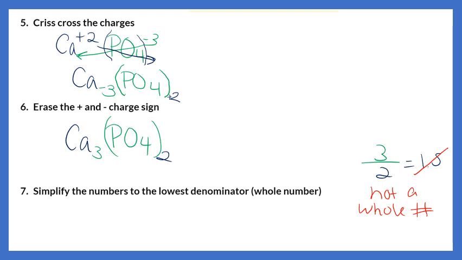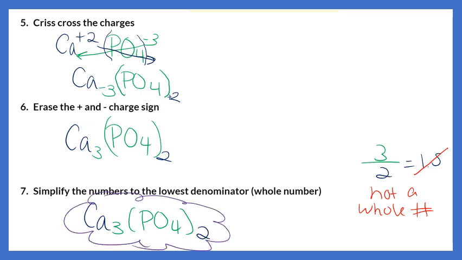So the answer is Ca3, PO4 with the 2 sign. So it's Ca3, PO4, 2, and the small numbers do not cancel because they do not make a whole number. Okay, nice. Let's move on to the next.